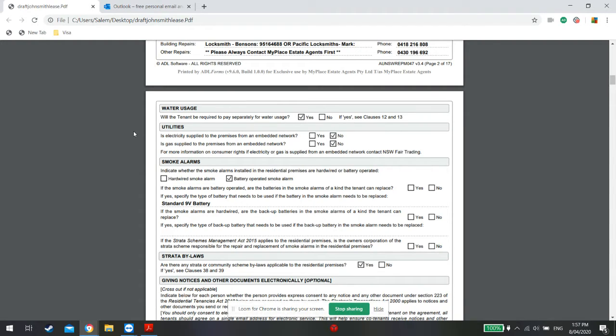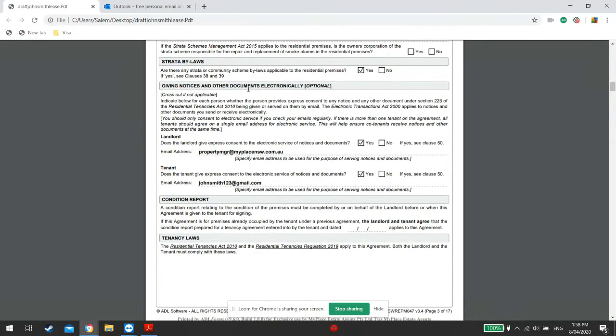Strata bylaws. If you're living in an apartment block, there'll be bylaws that will be given to you before signing this lease. They're general things about being a good neighbor, not being too loud, whether pets are allowed in the building or not, common sense laws, and some other laws as well, which may be a bit more obscure. For example, some apartment blocks don't allow you to hang laundry out on the balcony.